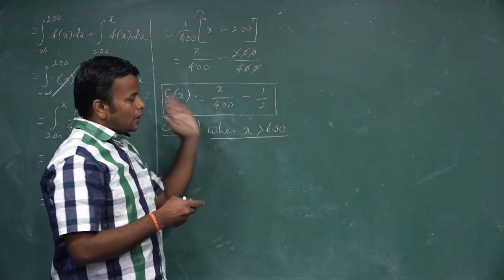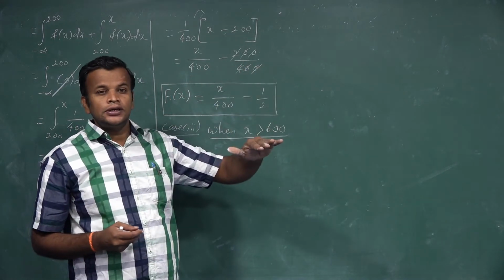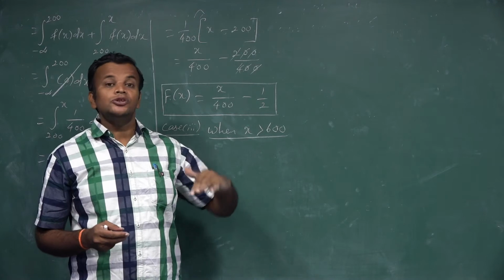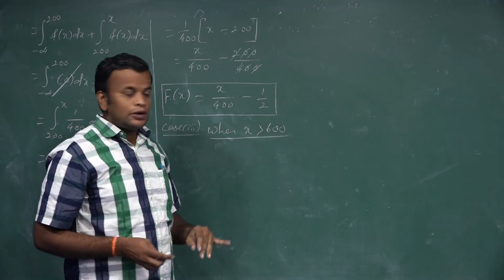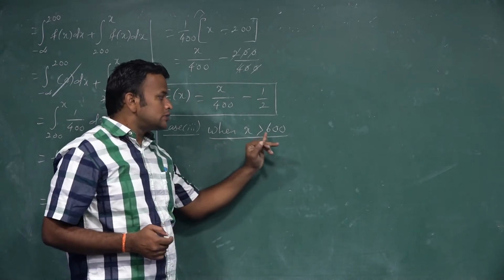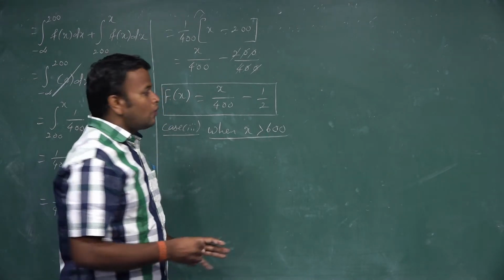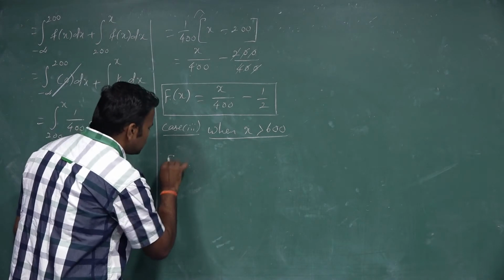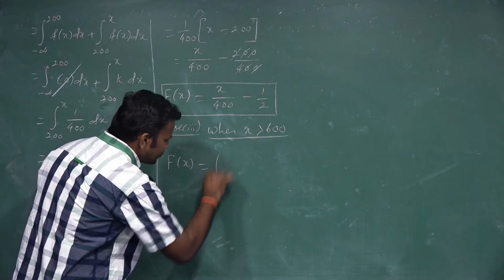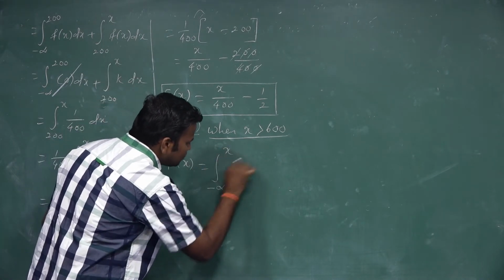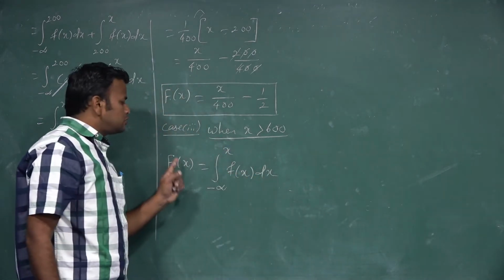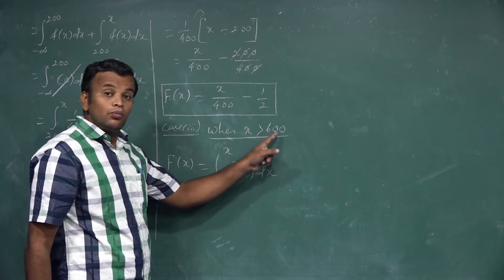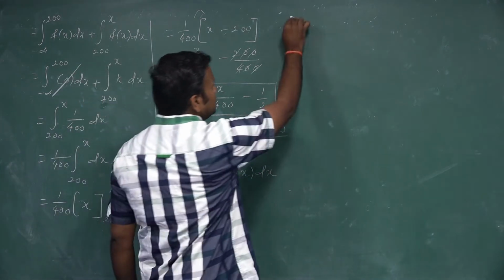So first, our given interval is 200 to 600. Then to find the two extra values, we find one value for less than 200 and another value for more than 600. Now we take x greater than 600. For our understanding, here also I first write the formula. Capital F of x is the integral from minus infinity to x of f of x dx. Now we assume this x lies more than 600.